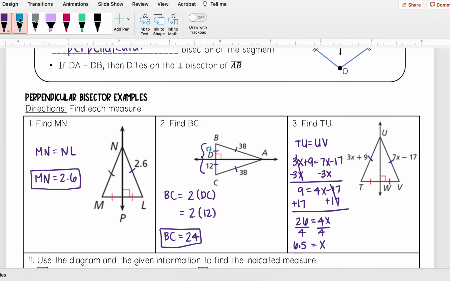Now the question's asked me to find the length of TU, so that means I need to plug x back in. TU is equal to 3x plus 9. Instead of x, I'm just going to replace that with 6.5. 3 times 6.5, I get 19.5. And then when I add 9, I get that TU is equal to 28.5.